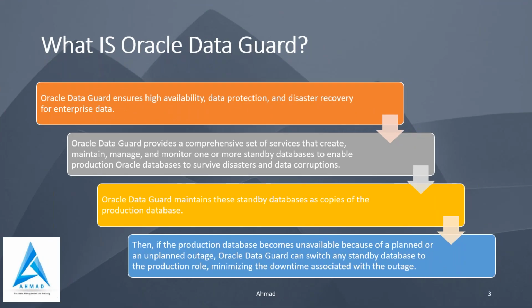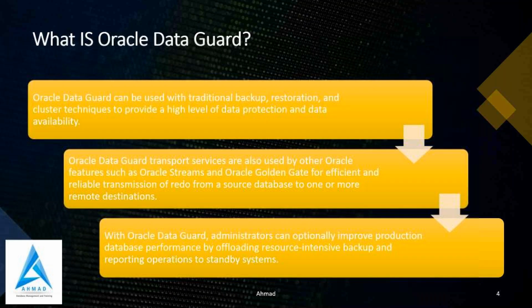As I said, Oracle Data Guard keeps standby copies of the production. If production becomes unavailable, your standby becomes the production, so that it minimizes the downtime of your production. You can also use Data Guard for backup from a standby database. You can take the backup of the production, you can do the restoration, and you can configure Data Guard for single instance as well as RAC, so it provides a high level of data protection and data availability.